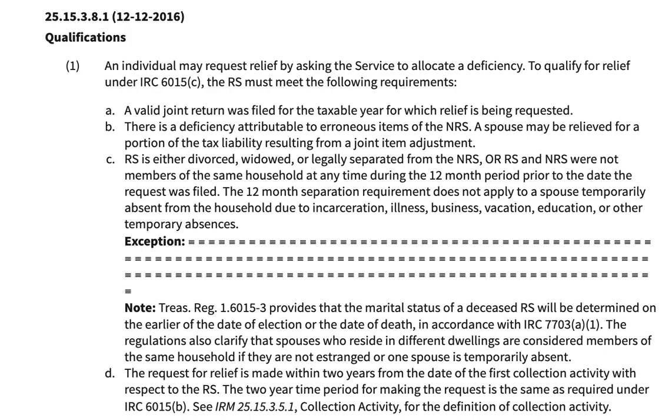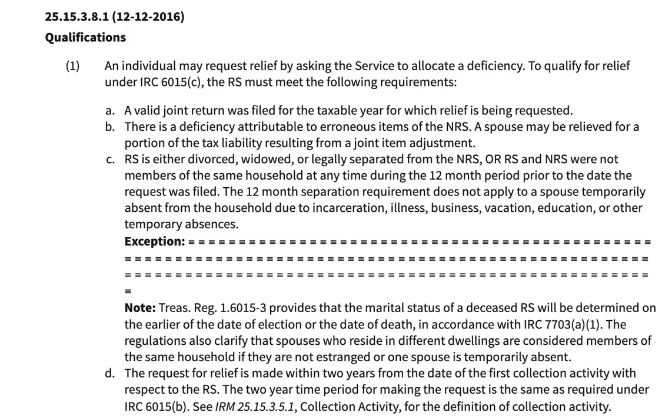In order to qualify for this relief, the requesting spouse must have filed a joint tax return for the year in which relief is being requested. There must be a deficiency that was attributable to erroneous items from the other spouse. The requesting spouse may be relieved for a part of the tax bill that results from a joint item that ends up being adjusted by the IRS. But either way, the non-requesting spouse must be at least partially responsible, if not completely responsible, and the IRS will grant the amount of relief based on that.